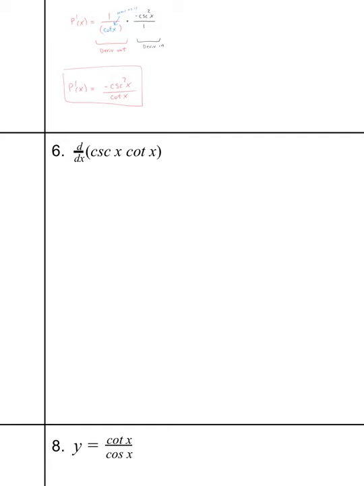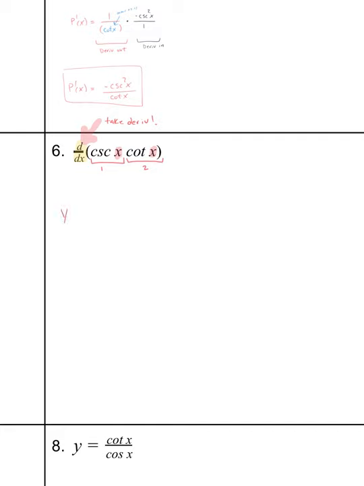Okay, number 6. Hey, we see the letter x twice, which means we are multiplying two separate functions together. The first function is the cosecant times the second function, the cotangent. This symbol right here, that just simply means to take the derivative. That is a symbol for the derivative. All right, don't let that confuse you. All right, so 1d2 plus 2d1.